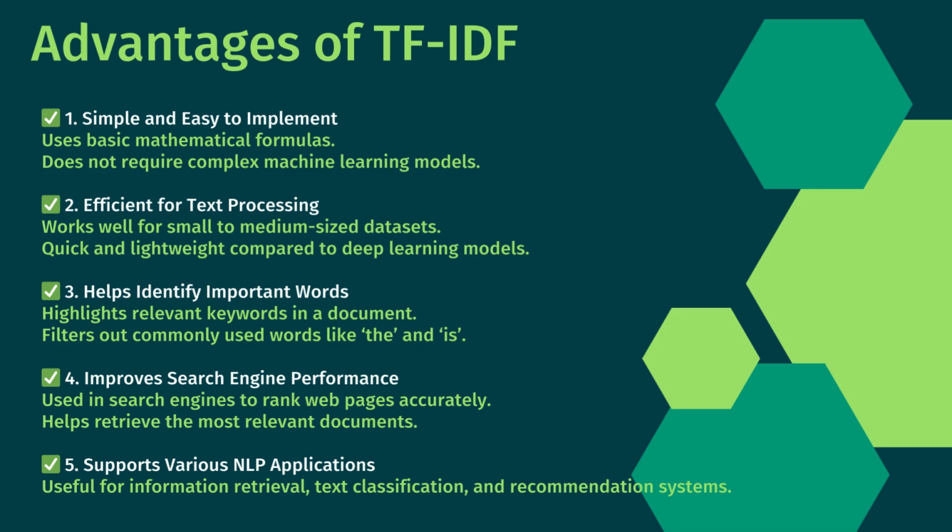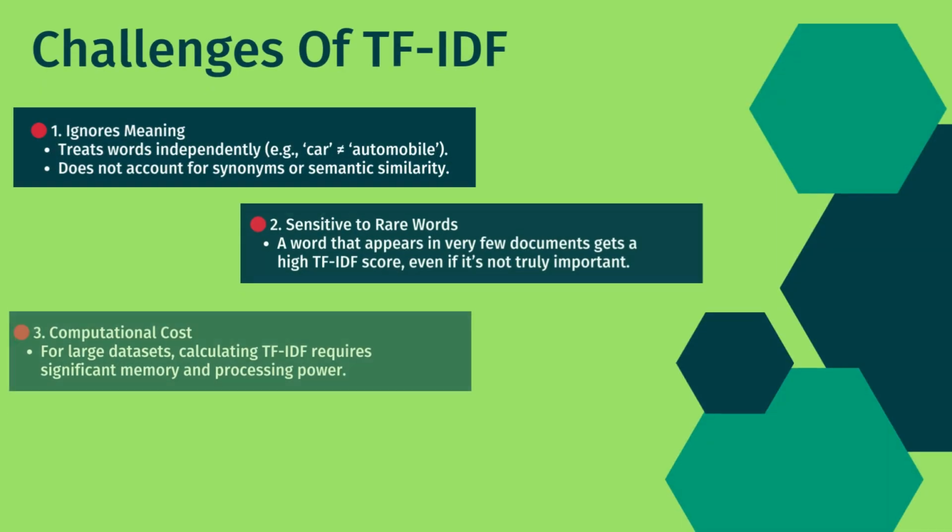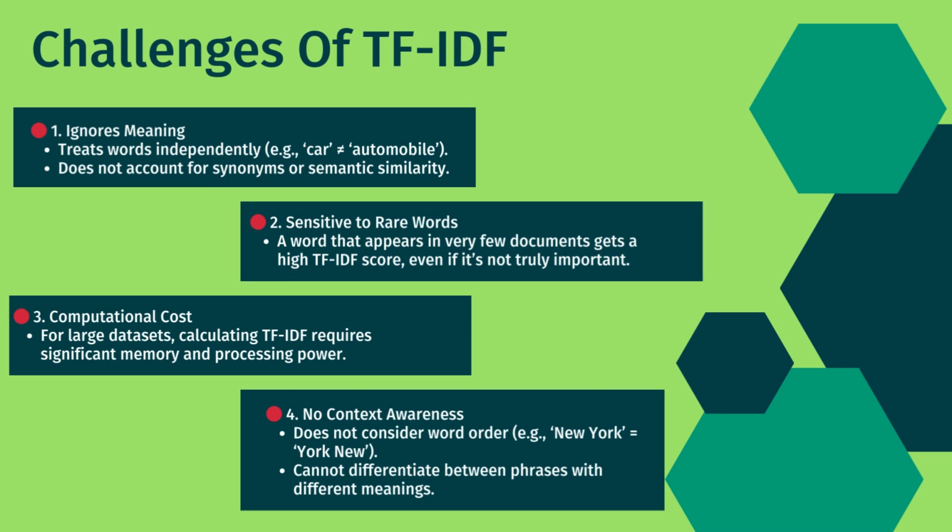Up next, challenges. While TF-IDF is a powerful tool, it does come with some challenges. First, it ignores meaning. TF-IDF treats words as independent units. For example, the words "car" and "automobile" are considered completely different, even though they mean the same thing. This lack of semantic understanding can limit its effectiveness.